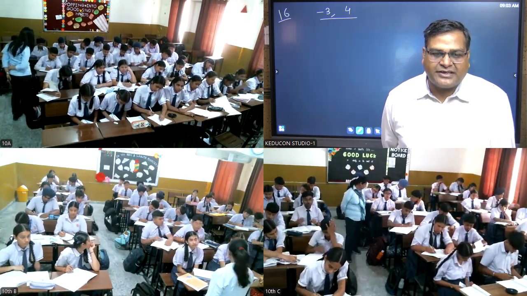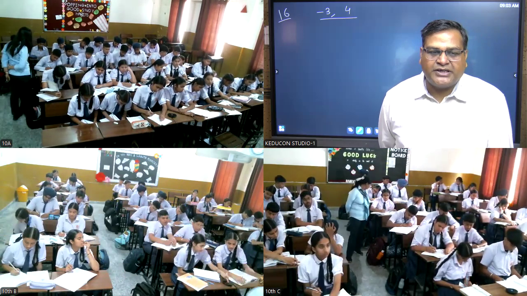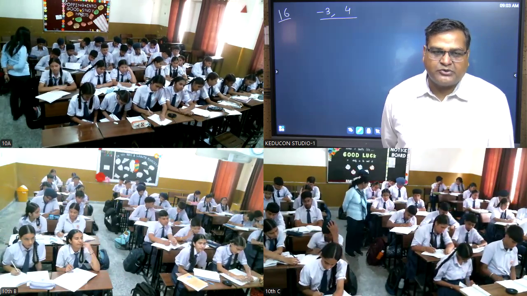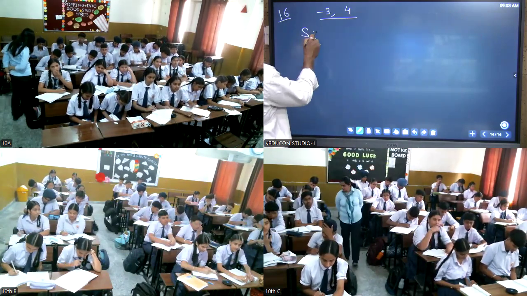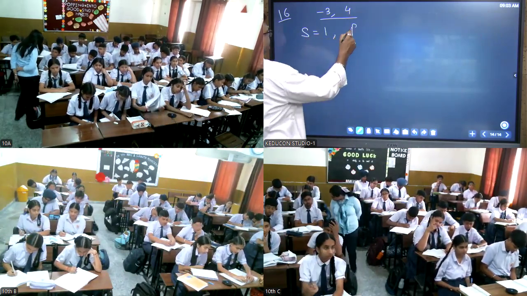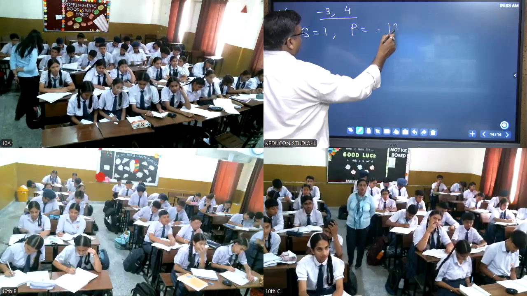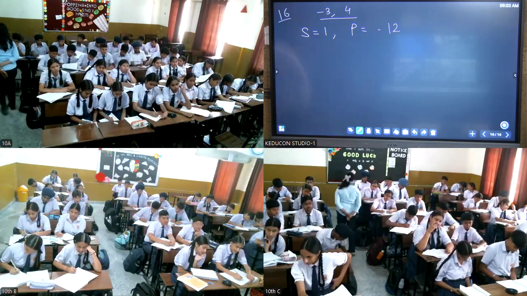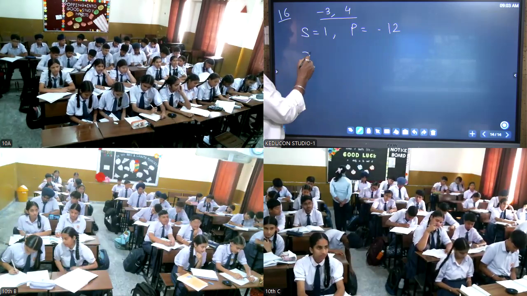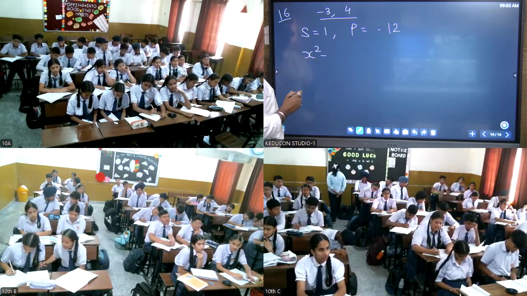First of all, you are supposed to find out the sum and product of the zeros. How to find out the sum? Just add both the zeros. What is the sum, student? Sum is 1. What is the product? Minus 12. Right. So what will be the quadratic polynomial? x square minus 1x minus 12.